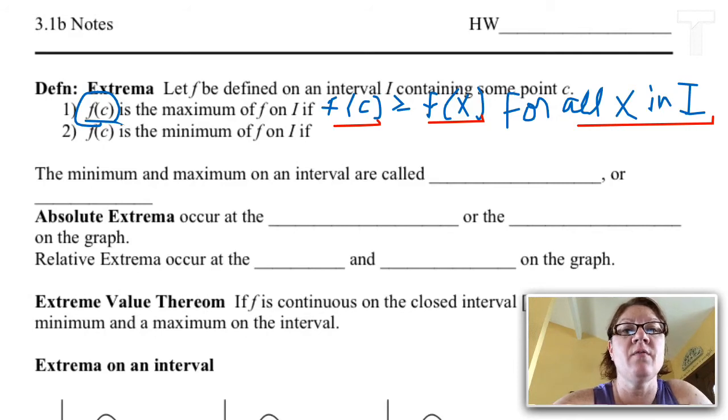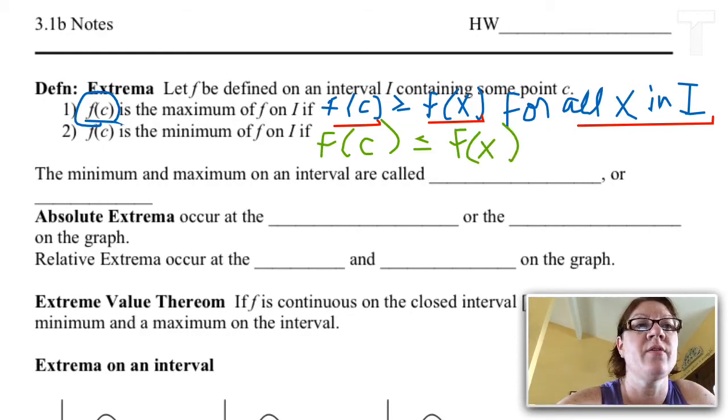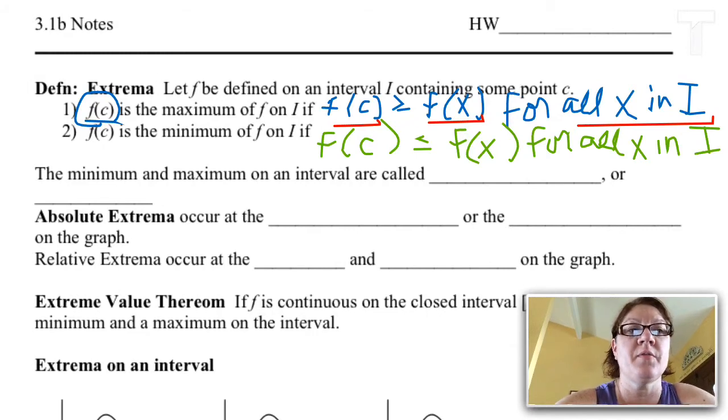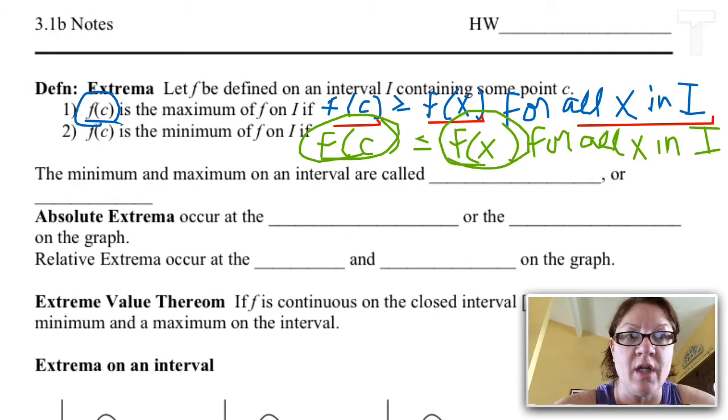And then conversely, it'll be a minimum if this y value for c is less than, it could be equal to actually, but primarily less than, all the other y values for all x, again, in the interval. Kind of feels like Rudolph the Red-Nosed Reindeer, like this y value is smaller than all the other reindeer. Okay, that's just me.